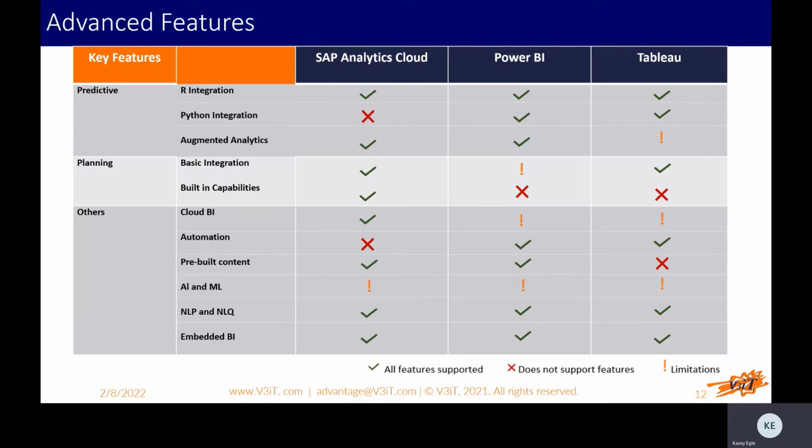Going on from that, with planning, we can see SAC has good planning, built-in capabilities, and basic integration, but Power BI and Tableau have some limitations and also aren't able to at all with built-in capabilities. And we can see the rest.